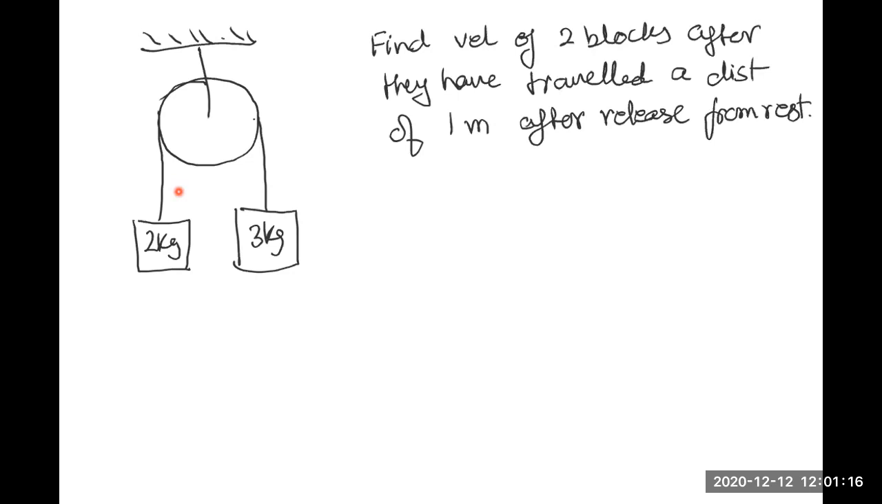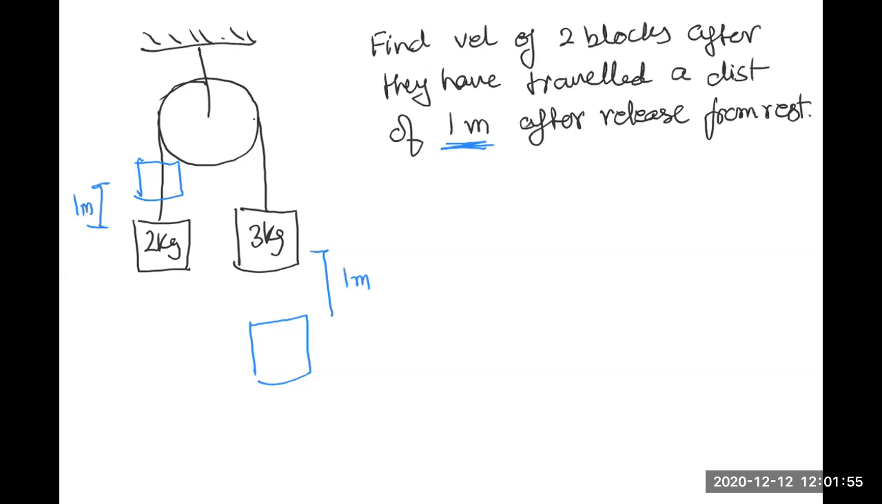So if I release the Atwood machine in this position from rest, right, and I have asked something after they have traveled a distance of 1 meters. This means that the 3 kg block is here and the 2 kg block is here, where this distance is 1 meter, and of course this distance is 1 meter. I'm sorry about my diagram. दोनों distances अलग दिखाई दे रहे हैं, but है.